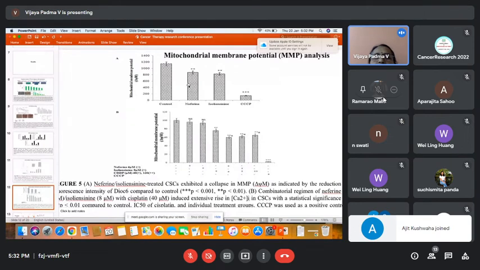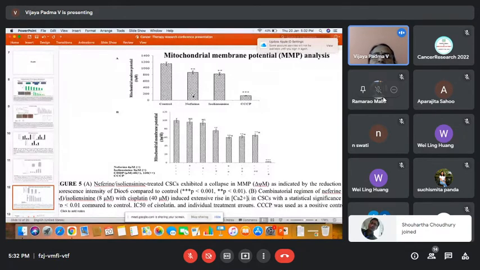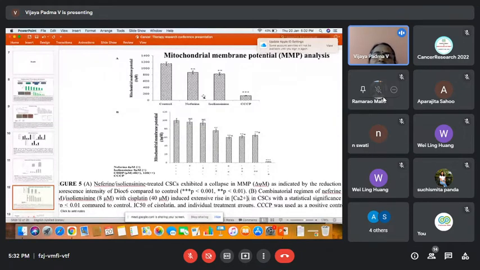Here you can see the mitochondrial membrane potential. Figure A shows neferine and isoliensinine. That means it shows the effect of these individual treatment groups, either neferine or isoliensinine alone, in the resistant cells. We have seen the chemosensitizing ability by treating with the IC50 dose of neferine or isoliensinine alone, and we also compared it with CCCP. CCCP is the positive control for mitochondrial membrane potential. It clearly shows a significant decrease in the mitochondrial membrane potential. Dissipation of the membrane potential is clearly observed. Compared to control, you can see a significant reduction in the mitopotential after treatment.